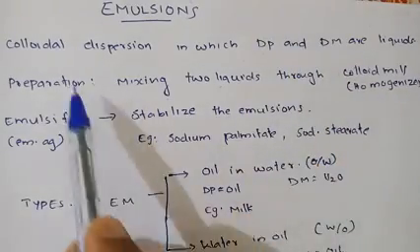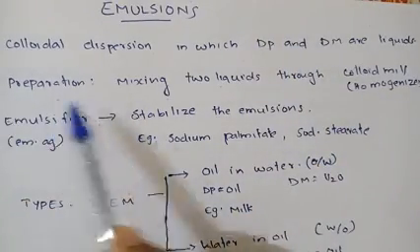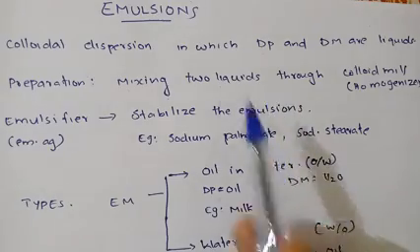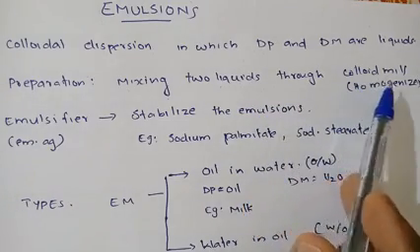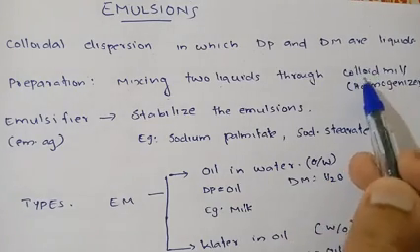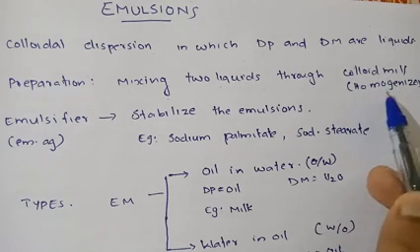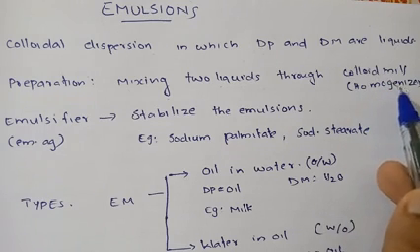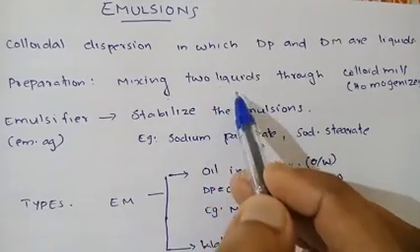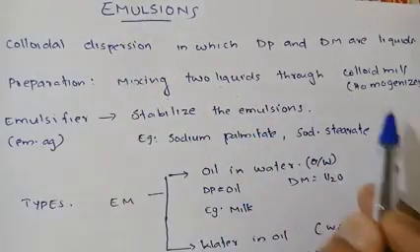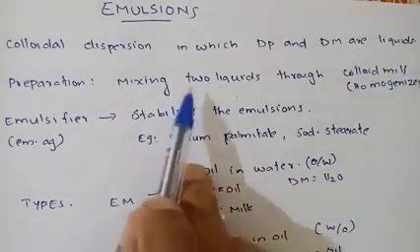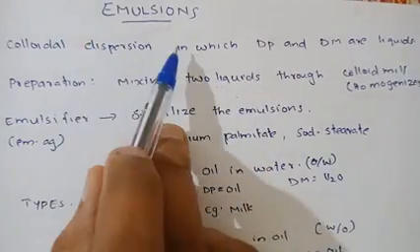Okay. Now, how can we prepare the emulsion? By mixing two liquids, one liquid and the other liquid. If we mix two liquids by using a colloid mill, we have discussed that about colloid mill. So we can call that particular colloid mill a homogenizer. The colloid mill which is used to mix two liquids for the formation of an emulsion is known as a homogenizer. So by using a homogenizer, we can mix two liquids to form an emulsion.